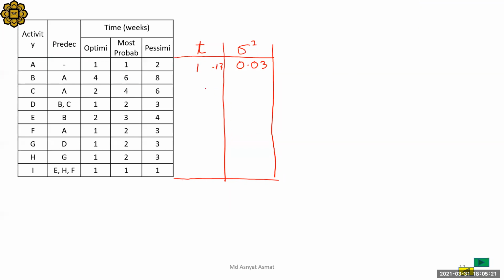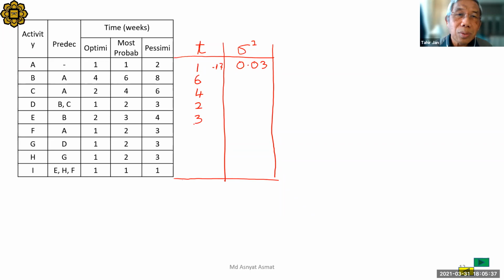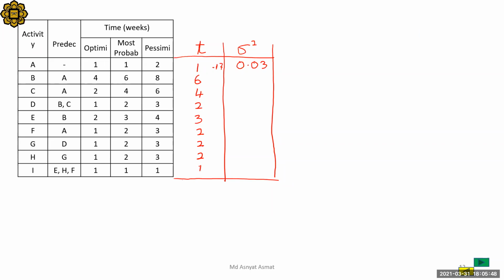T is 6. 6, okay. 4, 6, 4, 2, 3. It's the same as the most probable of everyone. 2, 3, 6, 4, 2, 3, 2, 2. Oh, the same three. Yeah, the same as the most probable. What a coincidence.